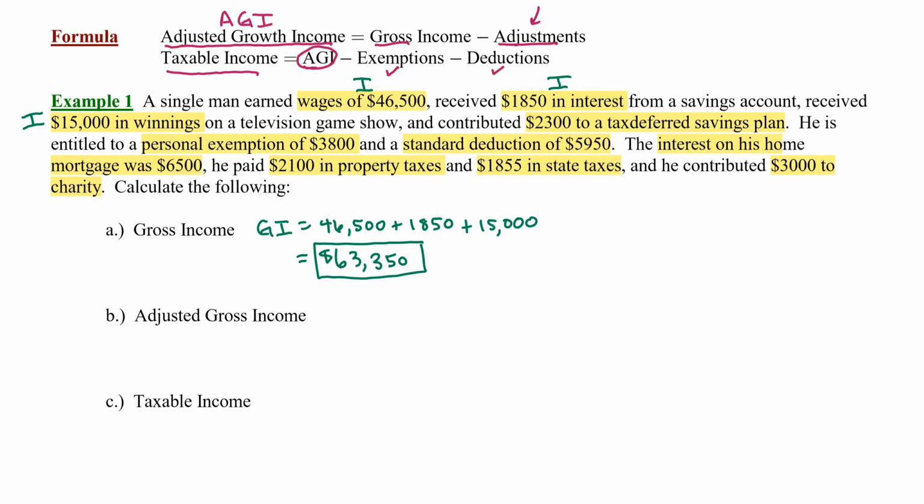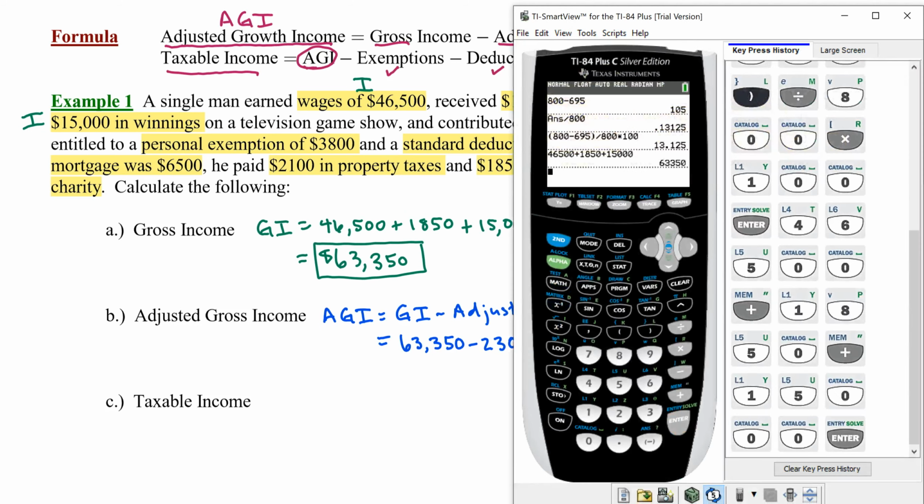Now, the next thing we're going to calculate is his adjusted gross income. This is going to be his gross income minus adjustments. Now, remember, adjustments are values dedicated to retirement, tax-deferred savings plan, so on and so forth. So notice he gave $2,300 to a tax-deferred savings plan, and then everything else has to do with exemptions and deductions. So to calculate his adjusted gross income, we're going to take the $63,350 and subtract $2,300 in adjustments. Maybe he's saving for retirement.